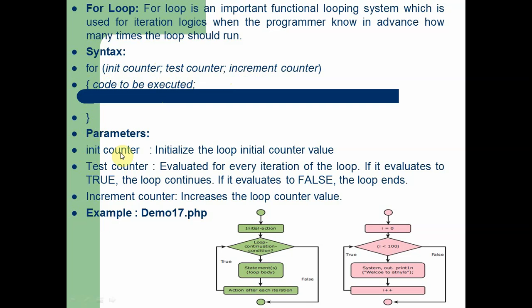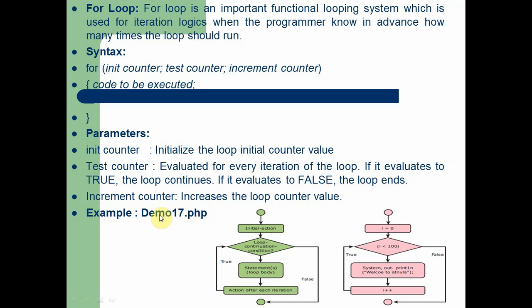So init counter initializes the counter value. The test counter is evaluated on every iteration of the loop. If it evaluates to true, the loop continues. If it evaluates to false, the loop ends. If the test counter is true, then the statements between the braces will execute. If the test counter is false, the loop will terminate. Increment counter will increase the counter variable's value.